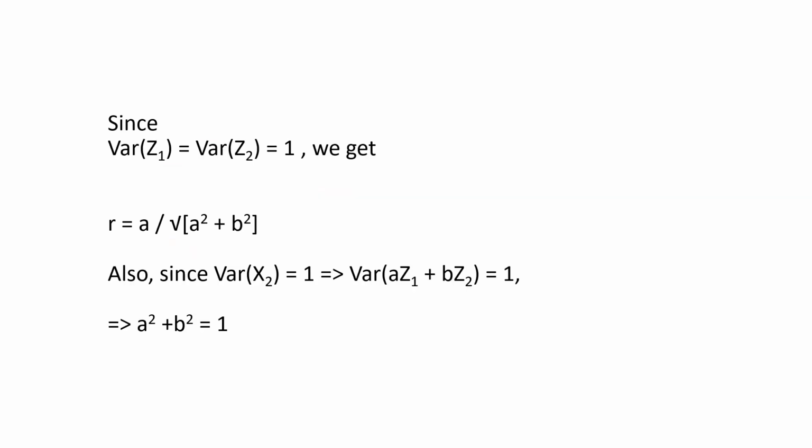So substituting the variance of Z1 and Z2 equal to 1, we get the correlation equal to a divided by the square root of a squared plus b squared. And we also know that the variance of X2 is 1. So putting in the value of X2 as aZ1 plus bZ2, we get a squared plus b squared is equal to 1.